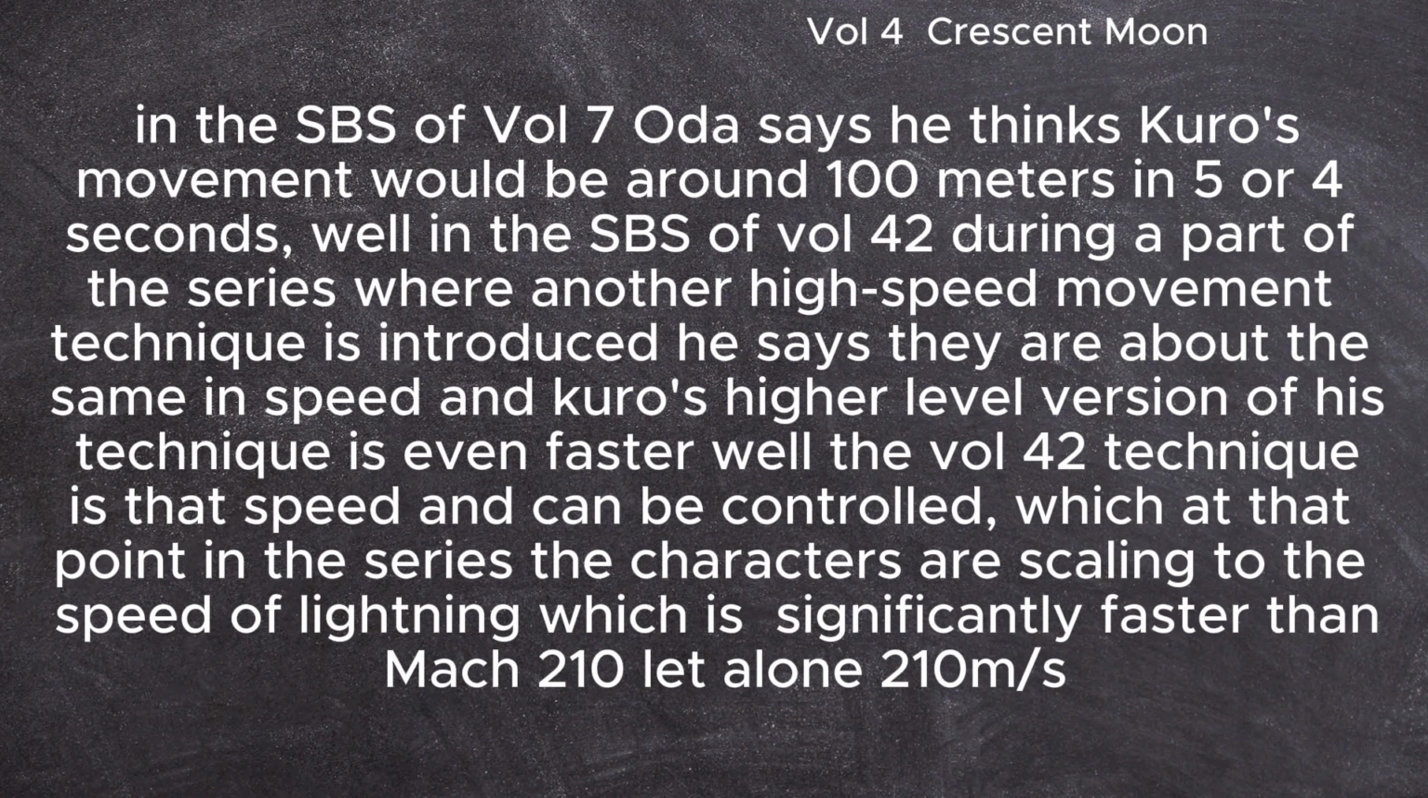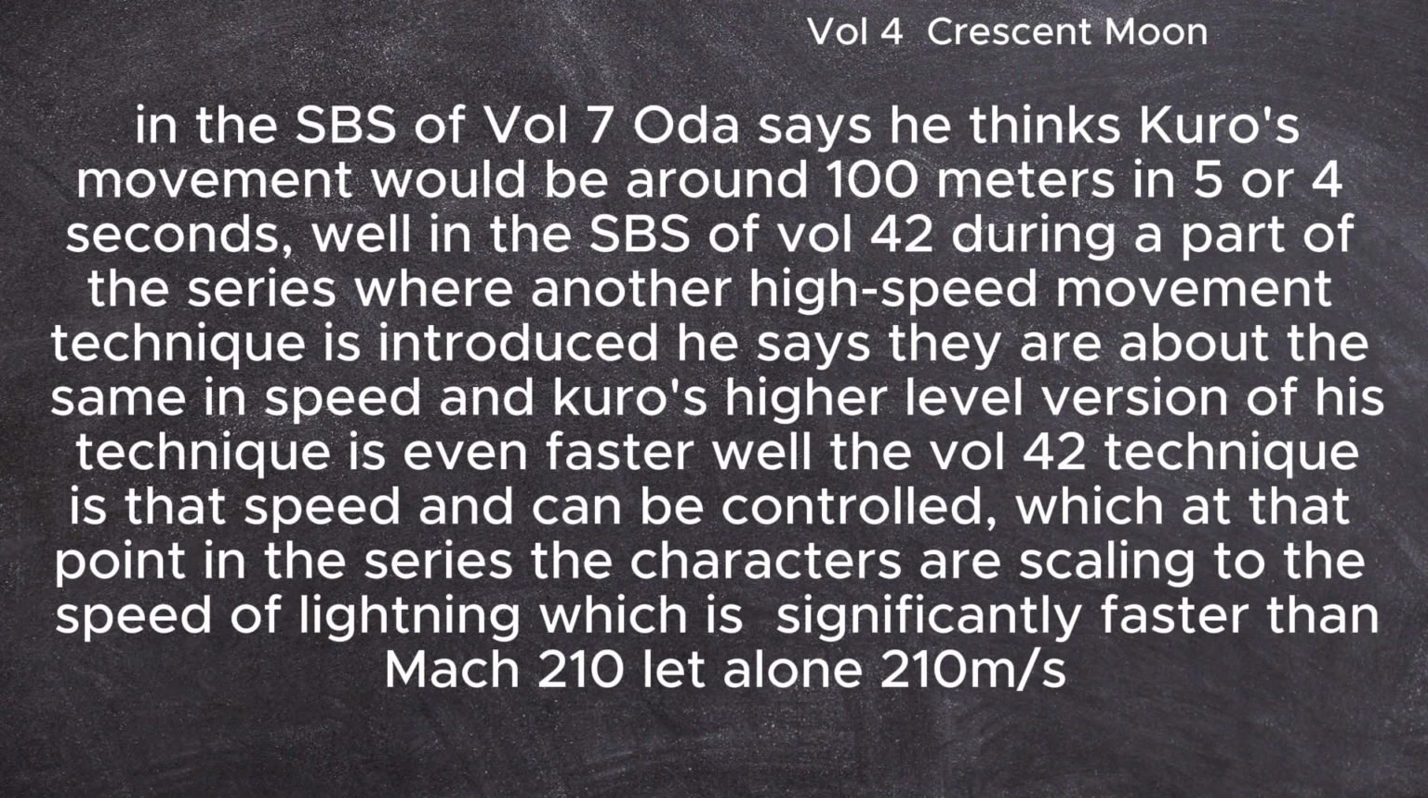In the SBS of Volume 7, Oda says he thinks Kuro's movement would be around 100 meters in 4 or 5 seconds. Well, in the SBS of Volume 42, during a part of the series where another high-speed movement technique is introduced, he says they are about the same in speed, and Kuro's higher level version of his technique is even faster. Well, the Volume 42 technique is that speed and can be controlled, which at that point in the series the characters are scaling to the speed of lightning, which is significantly faster than 210 meters per second.